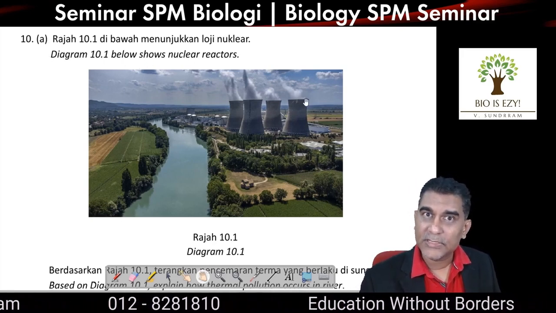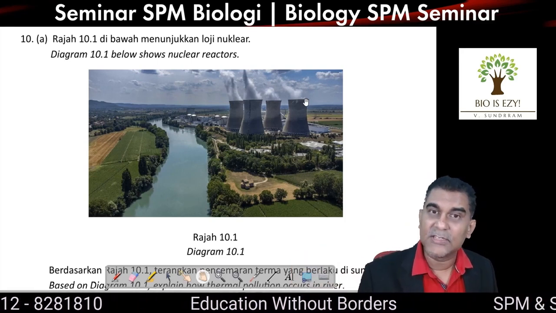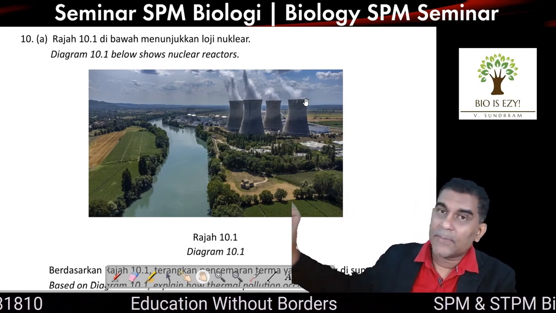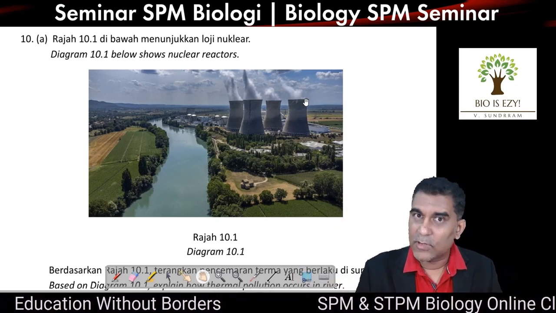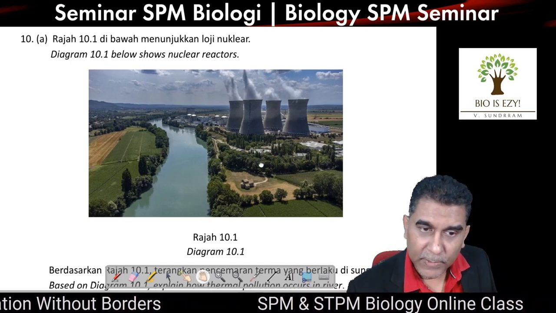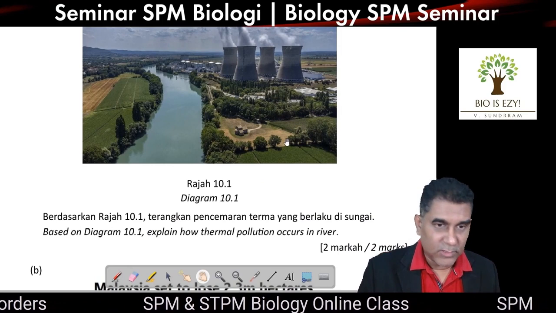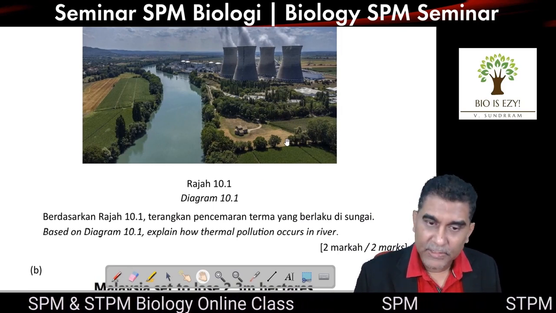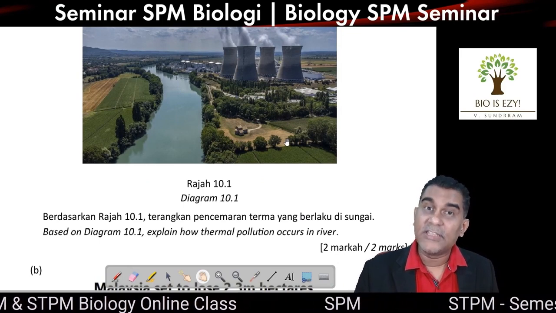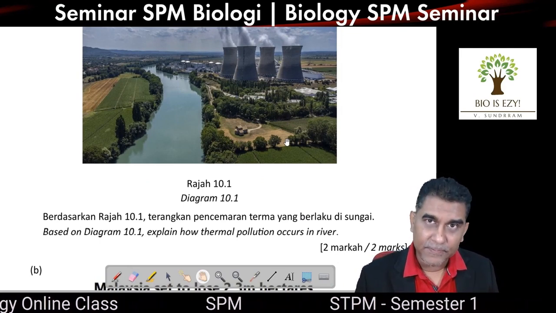So I look for a picture of nuclear reactor so that you can see the river beside the nuclear reactor. Saya cari gambar macam ini untuk soalan ini sebab sungai ini ada kaitan dengan soalan yang akan saya berikan. So berdasarkan Rajah 11, terangkan pencemaran terma yang berlaku di sungai. So direct question. Explain how the thermal pollution occur. The word thermal means heat. Terma maksudnya haba. So pencemaran haba.